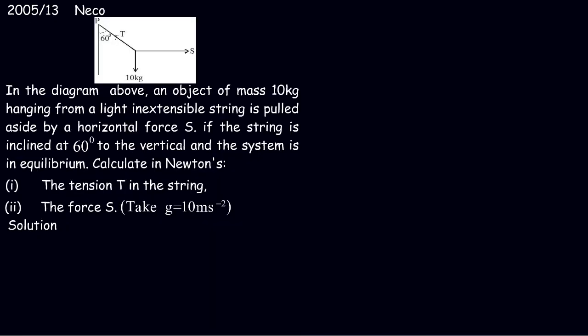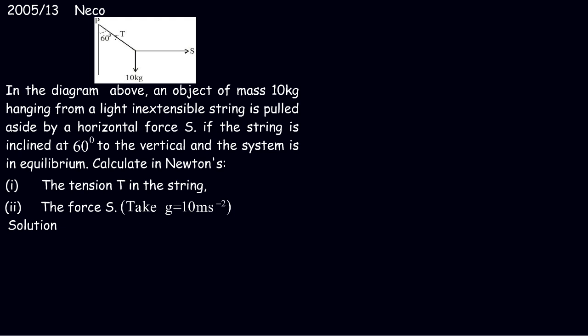We have another question from NECO 2005. It states that in the diagram above, an object of mass 10 kg hanging from a light inextensible string is pulled aside by a horizontal force S. If the string is inclined at 60 degrees to the vertical and the system is in equilibrium, calculate in Newton: one, the tension T in the string, and two, the force S. Take g to be 10 meters per second squared.